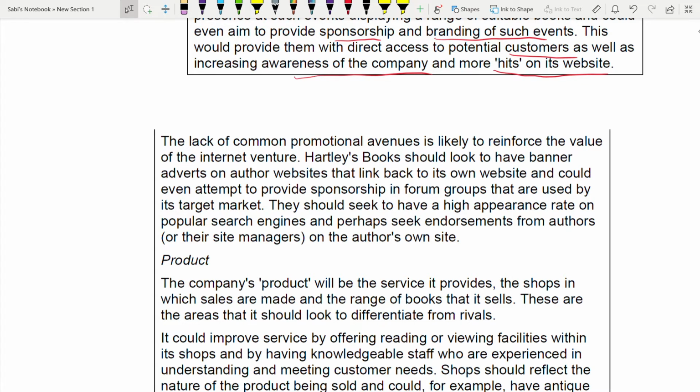Or you might have banner advert because it's e-marketing. Don't forget. So banner advert, like on an author website. They can even have a popular search engine. How are you going to search online? This is a promotion, so you can have popular search engines through which if they search, you will be on the top. Okay. Next, product.